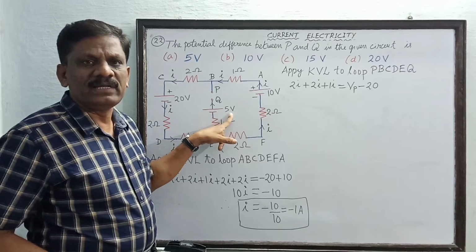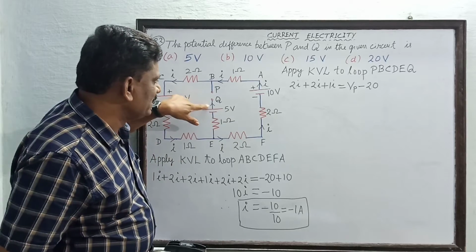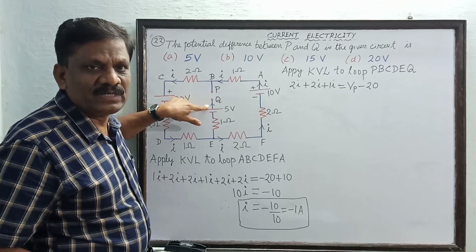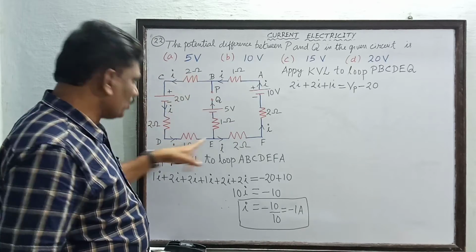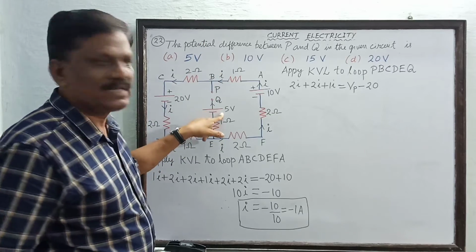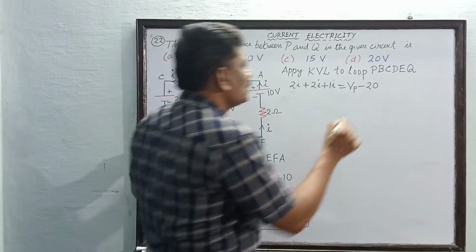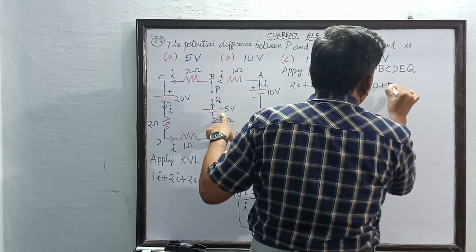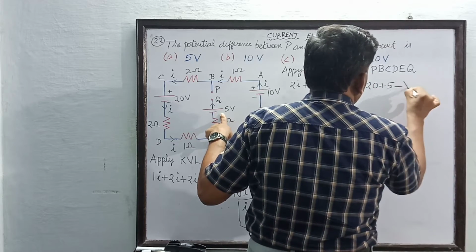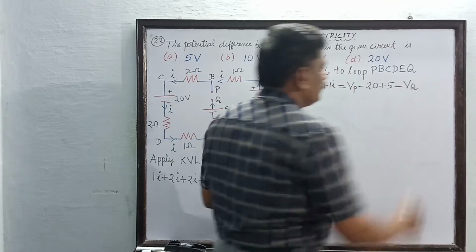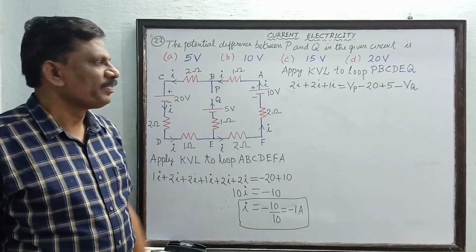Then D to E there is no cell, and E to Q there is a 5 volt cell. The current indicated in the circuit enters the positive terminal in this closed loop upward. Therefore, this 5 volt is positive. So I will write here plus 5. Then minus VQ.